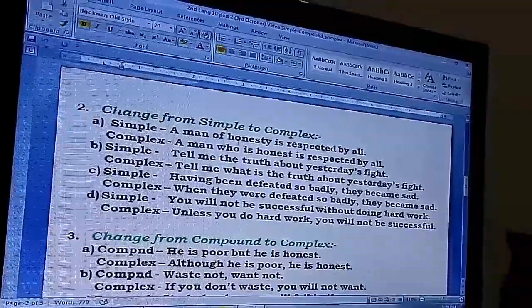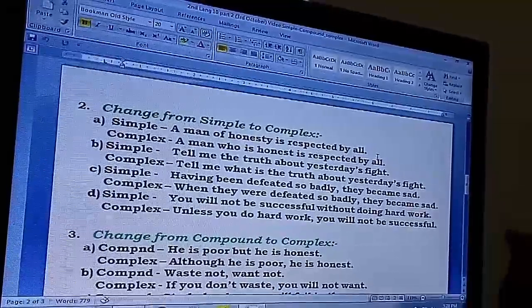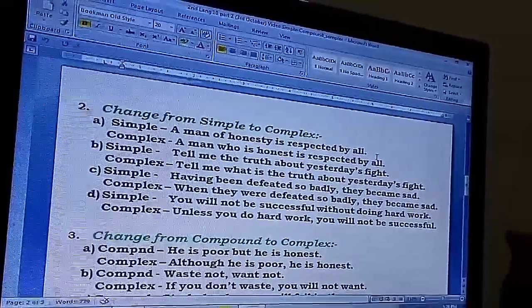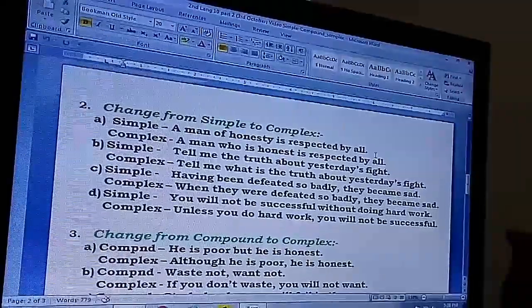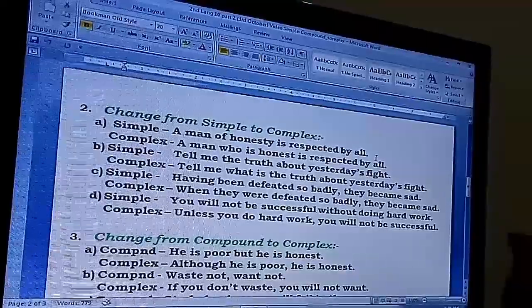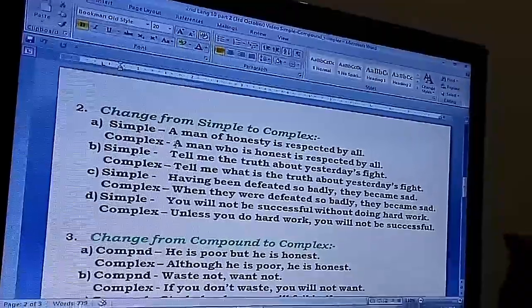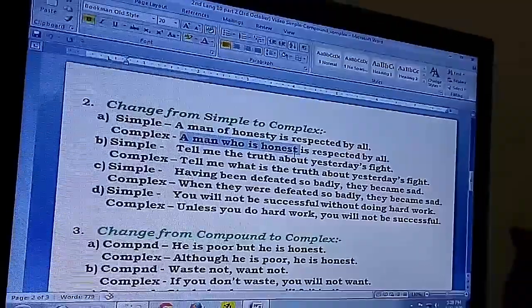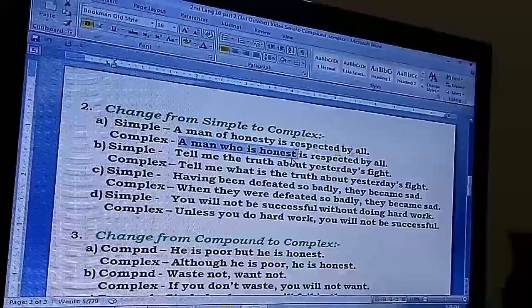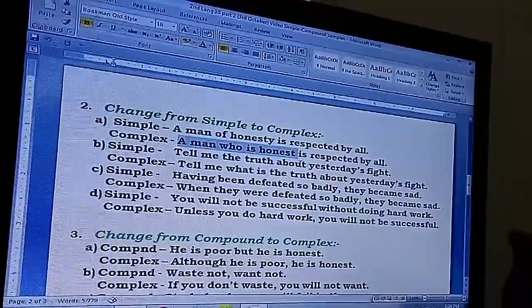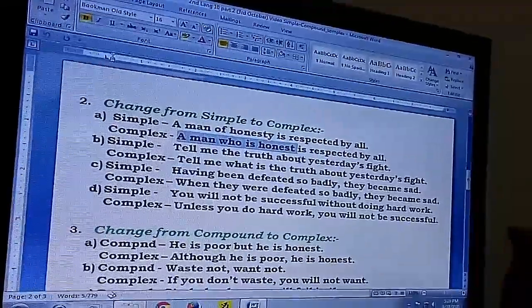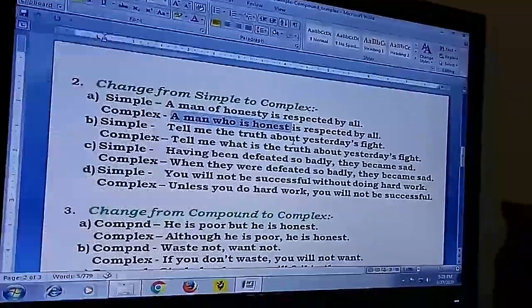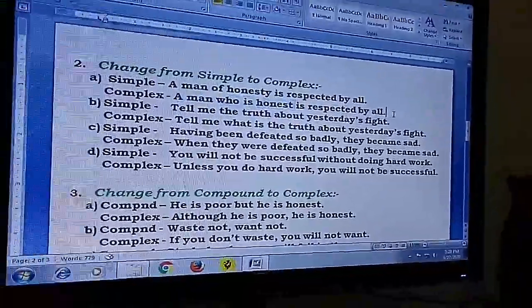A man of honesty is respected by all. And I said from simple to complex is easy. How? A man who is honest is respected by all. Very commonly it comes out spontaneously, authentically from the mouth.